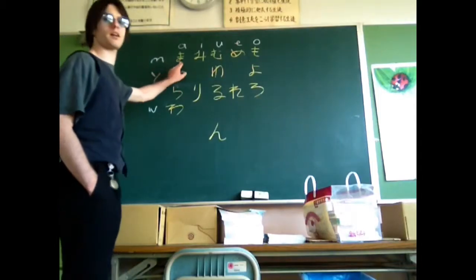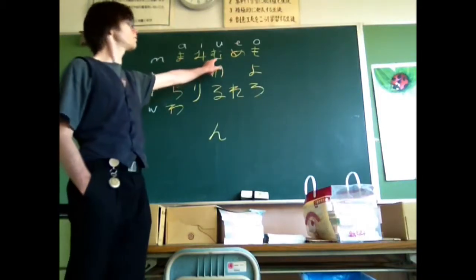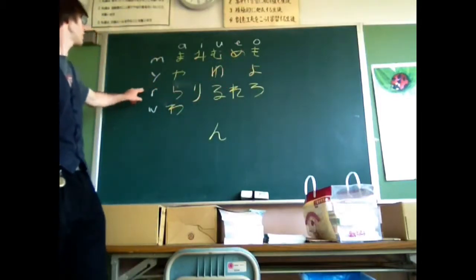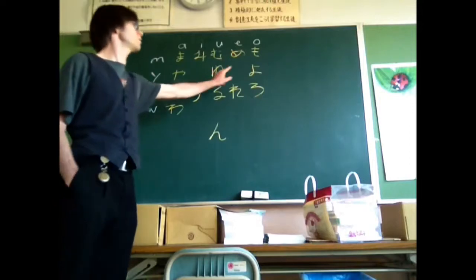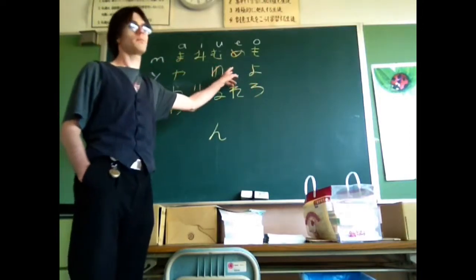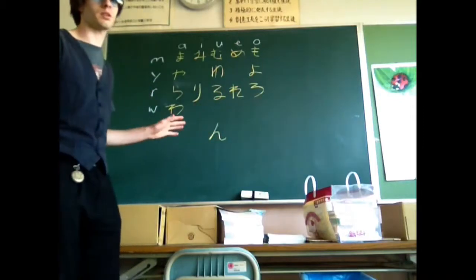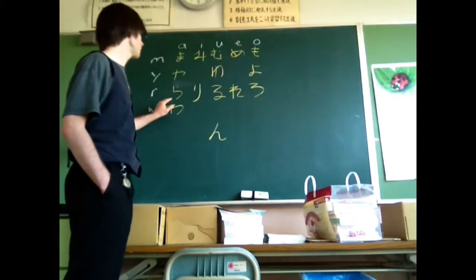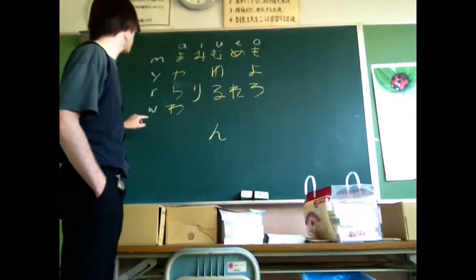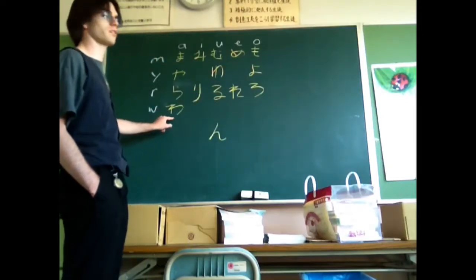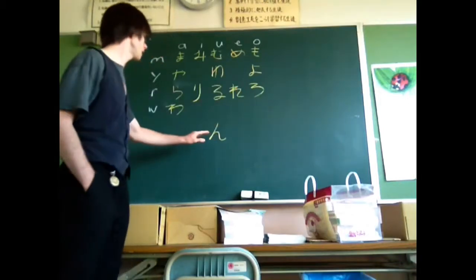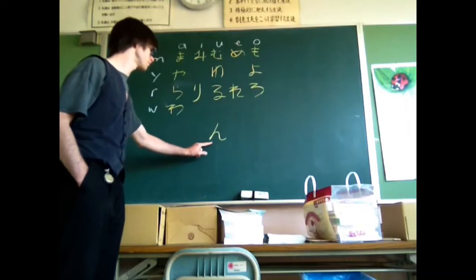So here we have ma, mi, mu, me, and mo. In the Y column, only ya, yu, and yo exist. A long time ago there used to be a yi and a ye, but they aren't around anymore because we don't use them. Next is ra, ri, ru, re, and ro. And finally wa. Wa is the only one in that category because they don't have the wi, wu, we, or wo. And then the nasalized consonant n.